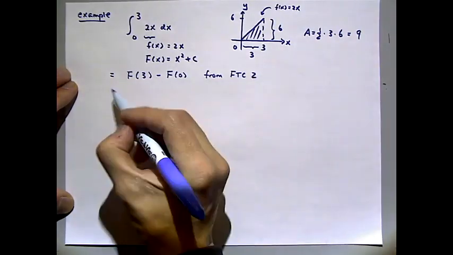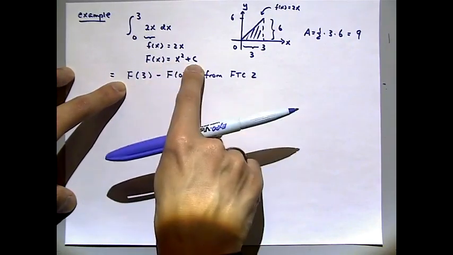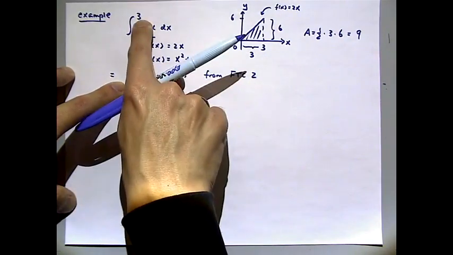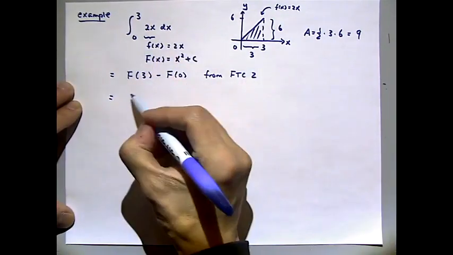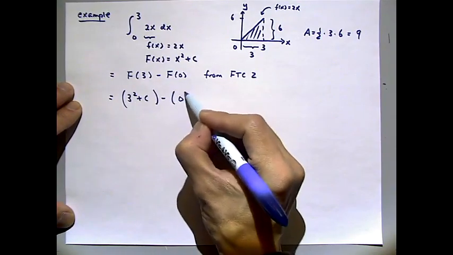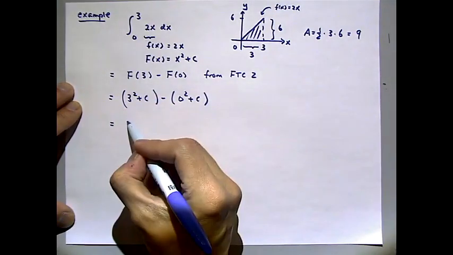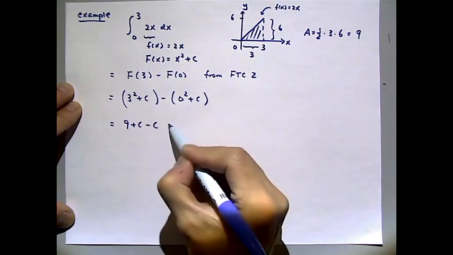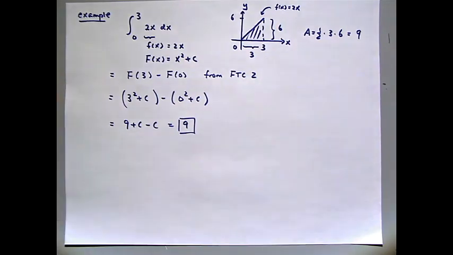Okay, according to FTC2, that result is equal to this. Capital F at the right end minus what it is at the left end. So what do we get? We get 3 squared plus c minus 0 squared plus c. At the end, we get 9 plus c minus c, and we get a 9. As it should be, right? So we verify that we get what we should be getting.